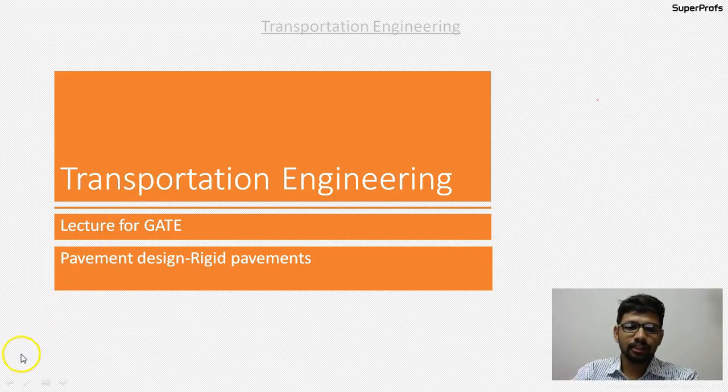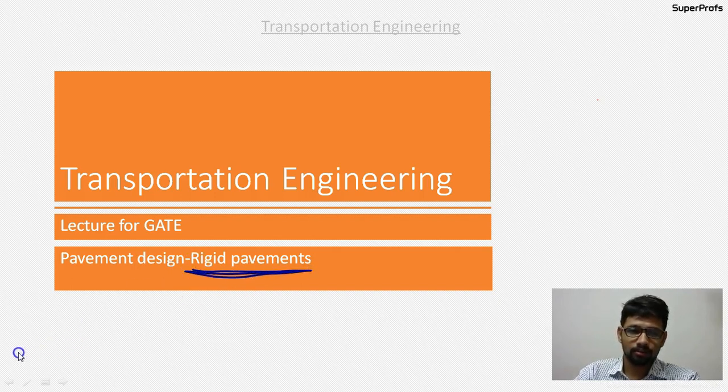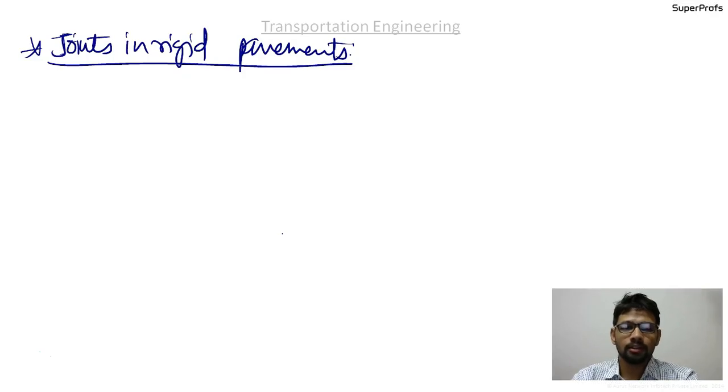In this lecture we will continue with the same topic that we were discussing in the previous lecture, that is the pavement design, and we were discussing the chapter on rigid pavements. In the previous lecture we discussed the stresses in rigid pavements, and in this lecture we are going to discuss joints in rigid pavements. So let us move ahead.